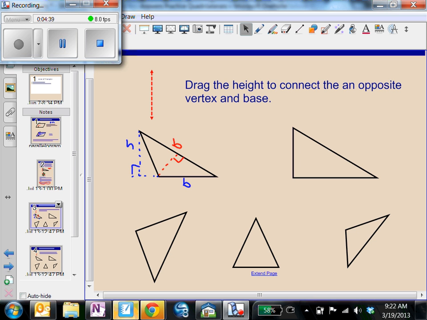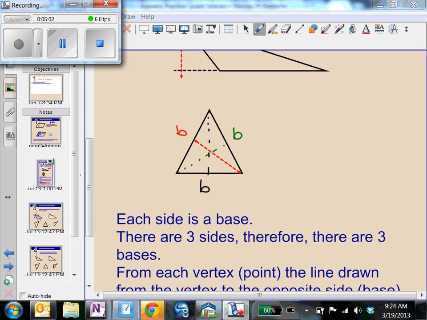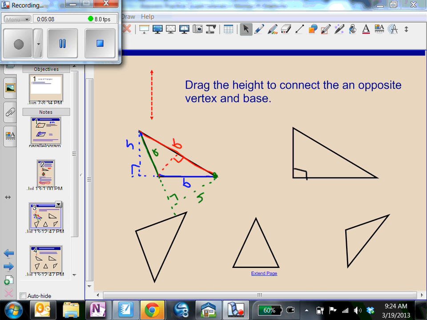And then for the third side of our obtuse triangle, we're going to look at this green side here. That's going to be our base. And then the height has to go from this vertex right here, and it has to be perpendicular to that green side. Acute triangles are pretty easy to see all the pairs of bases and heights because they just go right through the triangle. With a right triangle, we have a really obvious one here.